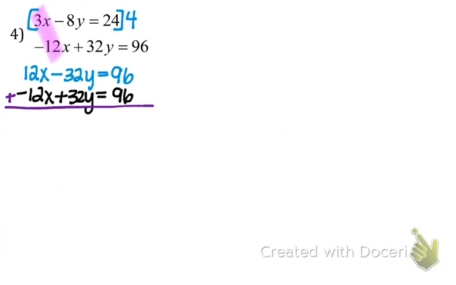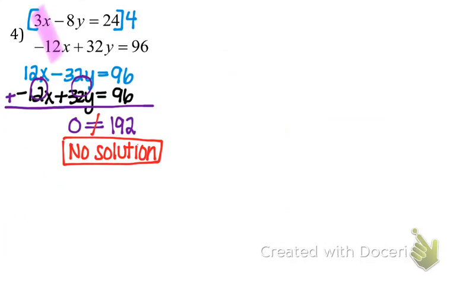So when I'm adding straight down, 12x minus 12x is 0. Negative 32y plus 32y is also 0, so that means for my left-hand side, I'm just left with 0. I add 96 plus 96, and that equals 192. Well, this is interesting because we canceled out our variables, but we do know that 0 is not equal to 192. This means that there is no solution to this system. In a graphical sense, this would mean that these two lines would be parallel to one another, which means that they would never intersect.